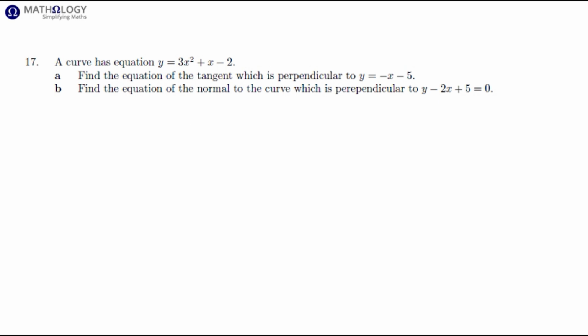Next question: the curve's equation, y equals 3x squared plus x minus 2. Again, we're going to call this function f of x. We're required to find the equation of the tangent perpendicular to y equals minus x minus 5. We'll worry about the normal later. So this function we're going to call g of x equals minus x minus 5. Doesn't matter what you call these functions.